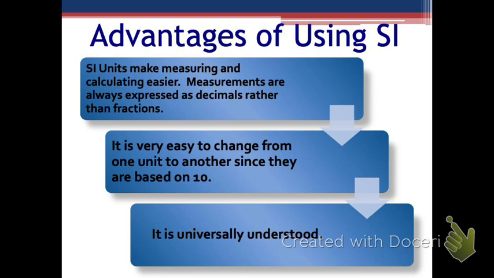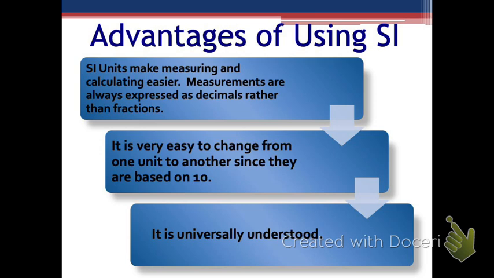All right, so why do we use the metric system, or why do we use the SI system? They make measuring and calculating much easier. The metric system is based on tens. Everything is based on tens. Measurements are expressed as decimals, not as fractions. So with our US system, if I'm thinking between inches and feet, how many inches are in 1 foot? 12. Does a fraction of a foot make a really nice decimal for us? 1/12 is not a very nice decimal, right? 7/12 is not a very nice decimal.